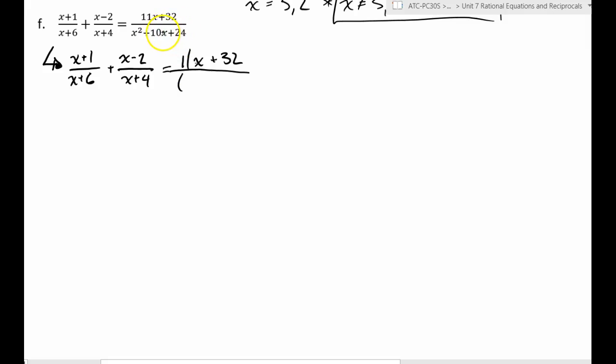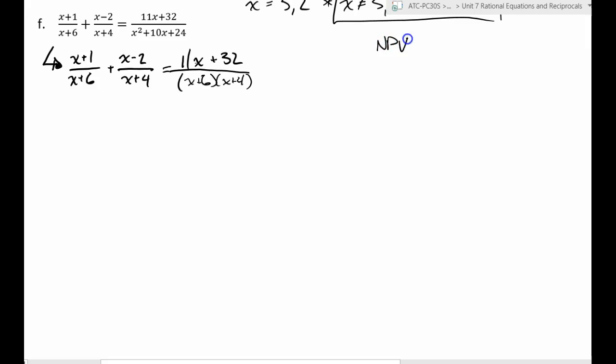Okay, so factors of 24 include 6 and 4. Always check to see if what we have on the other side or in our other rational expressions actually work as factors in our more complex polynomials. Okay, so x plus 6 and x plus 4 end up being the factors here. So lovely, they match up over here.